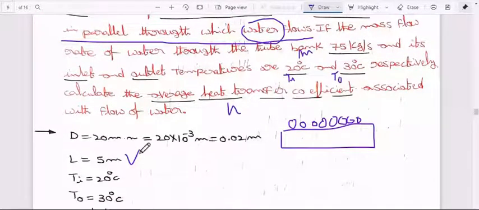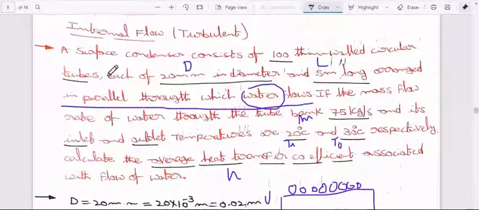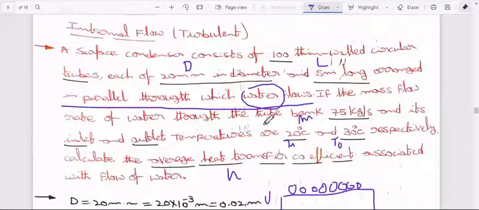So what is the length of the tube? 5 meters length and the diameter 0.02 meters. The inlet temperature and outlet temperature values are given, and how many tubes are used in this problem? 100 tubes. So in this internal flow, the mass flow rate is given. In previous class problems, for external flow, it was given as uniform flow velocity in meters per second. In internal flows, it is clearly mentioned as mass flow rate, kg per second.